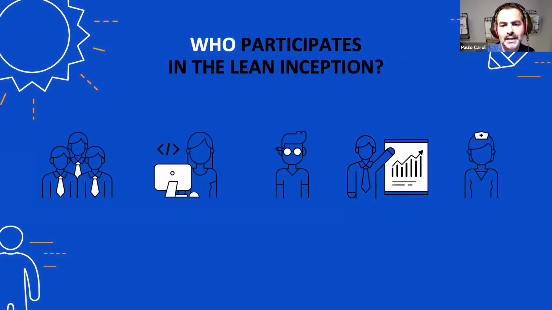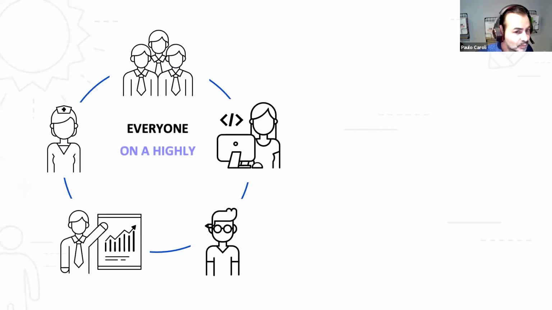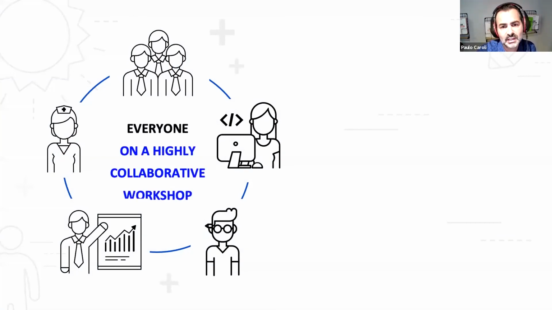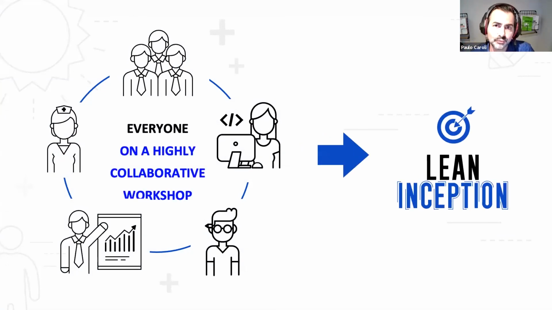So who participates in the Leanception? You have different types of people with different perspectives. It's everybody interested in that initiative. You get everybody together in a very collaborative workshop, because they come from different perspectives and they're trying to find that intersection. So it has to be a collaborative workshop.